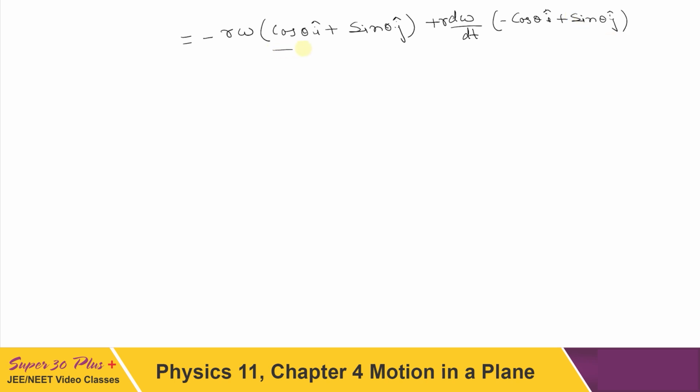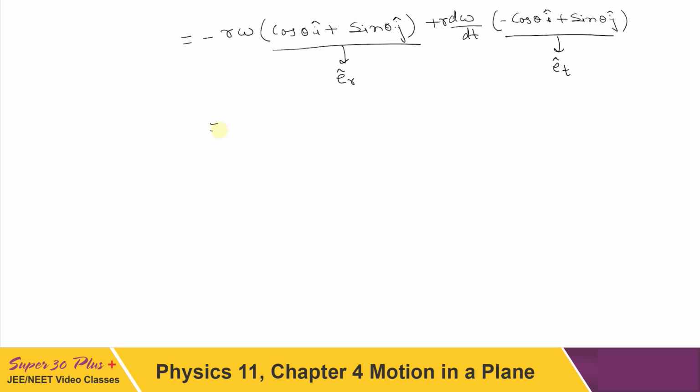Now what is this? Cos theta i plus sin theta j. Can it be written as e r? Of course it can be. And what about this term? It can be written as the unit vector along the tangent. So we had started with velocity that was necessarily along the tangent, but we got acceleration in both directions, along the tangent as well as along the radius.